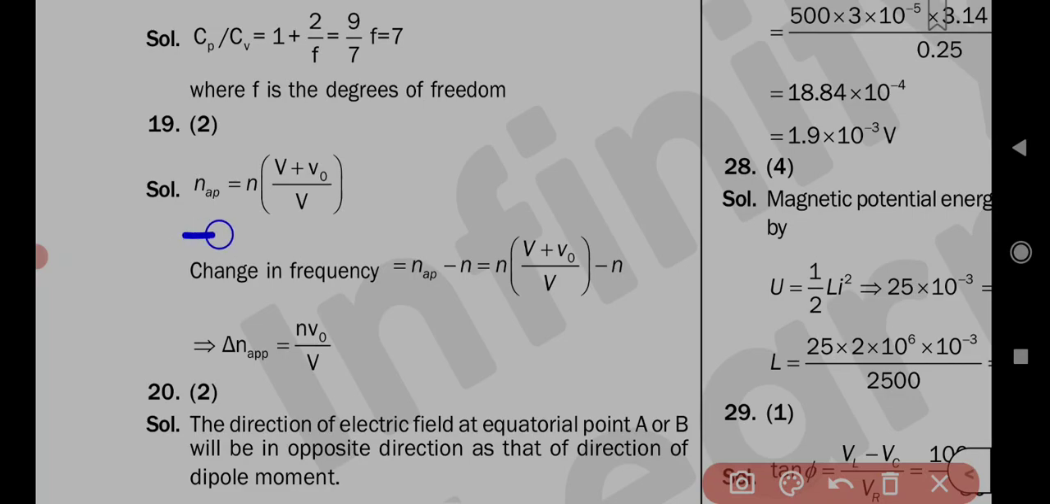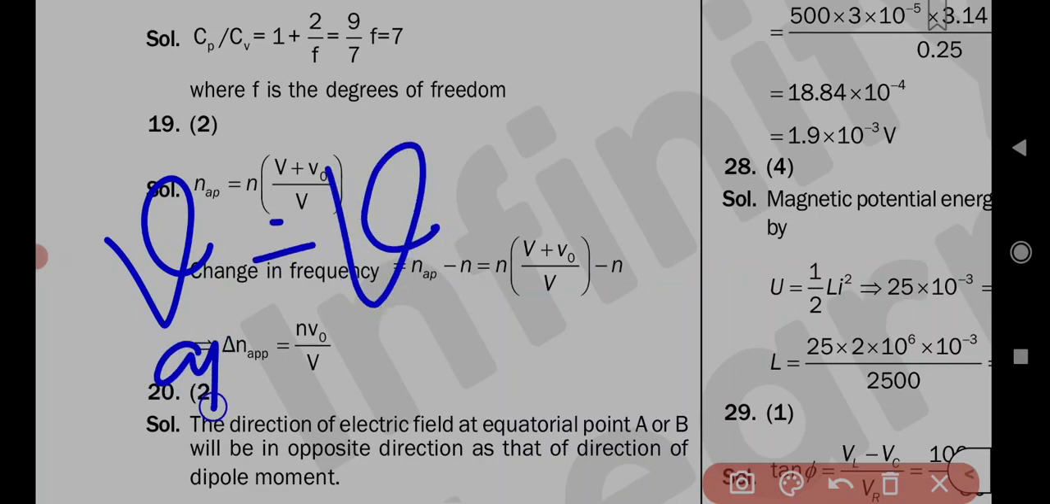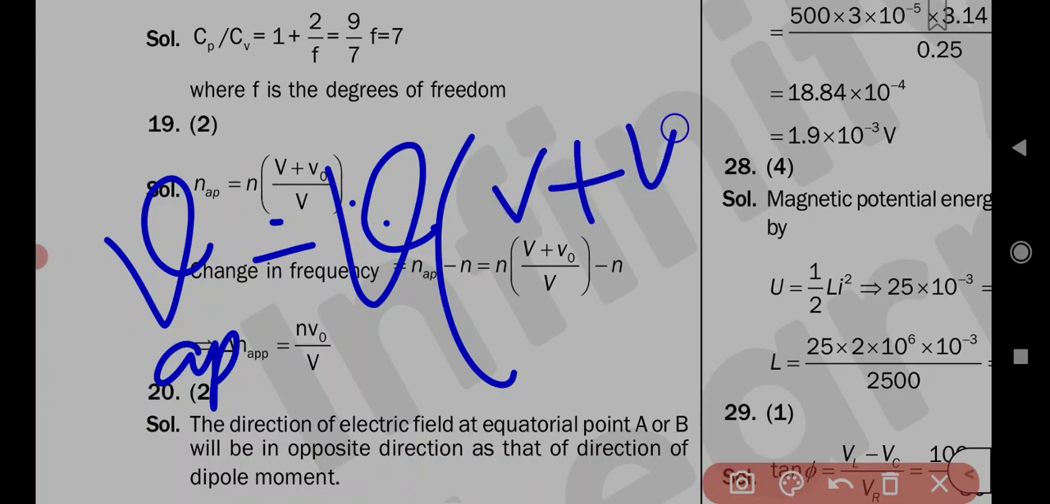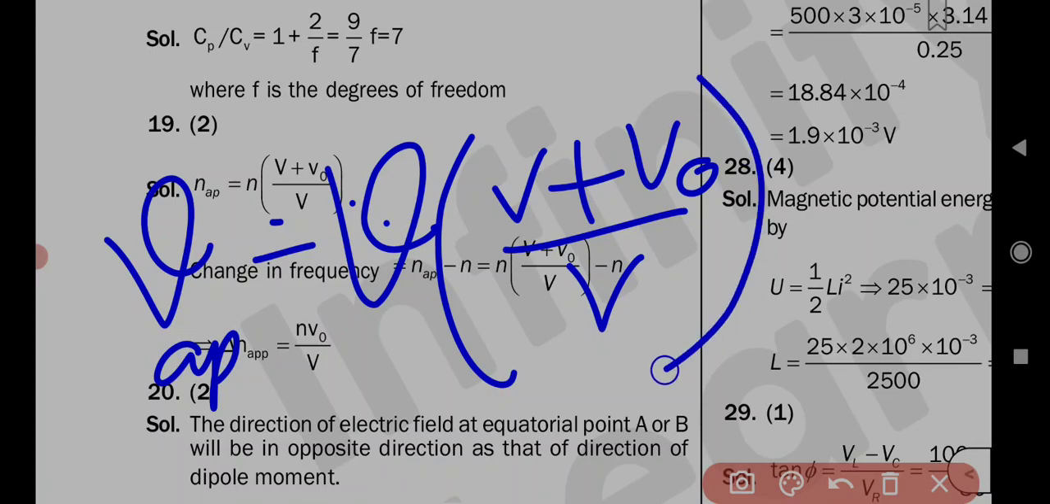Keep it aside, I will tell you how to do it. So they are asking for the apparent, first of all, the change in the frequency. They are not asking for the frequency, but the change in the frequency. The apparent frequency is given as n times v plus v naught by v. If you don't know this, I will explain it in my video. But now, as it is already a very long video, I cannot discuss it. So this is the thing.